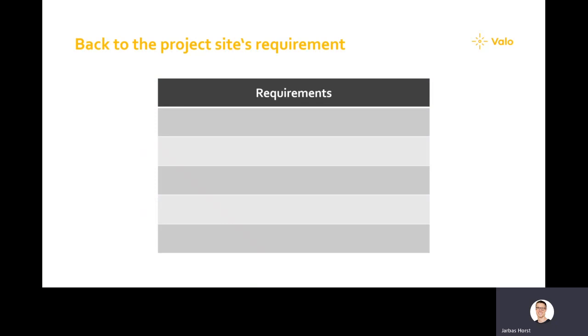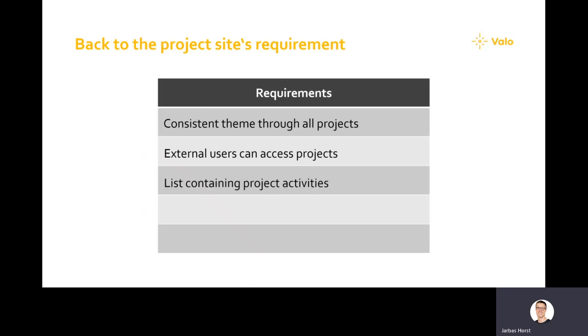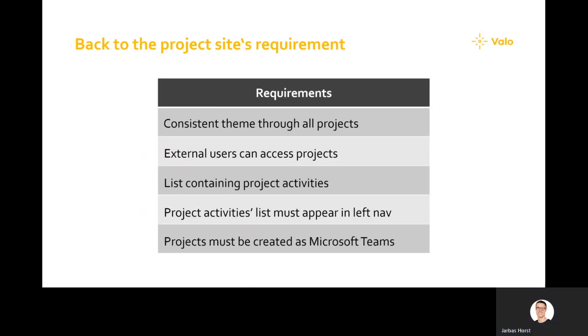Now I want to get back to the requirements that I have presented before. I want to have a consistent theme through all my projects. I want to have external users accessing my projects. I want to have a list containing all my project activities, and I want this list to be displayed in the quick launch. I also want my site collection being created as a Microsoft team, so not only as an Office 365 group.